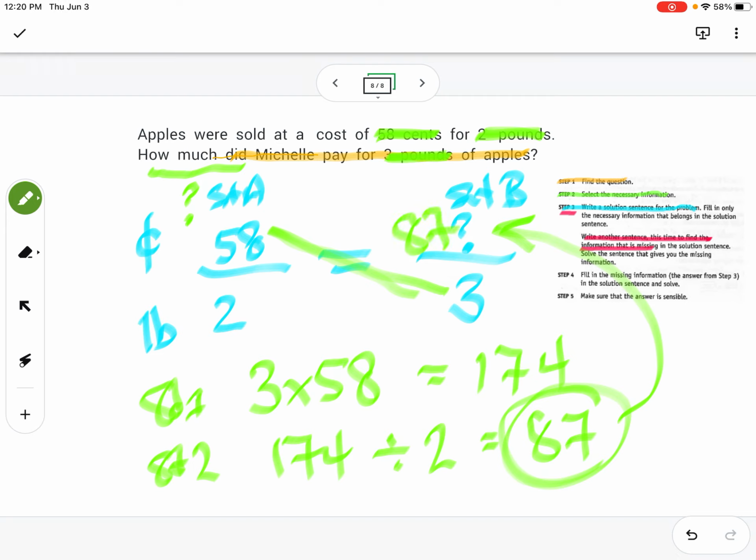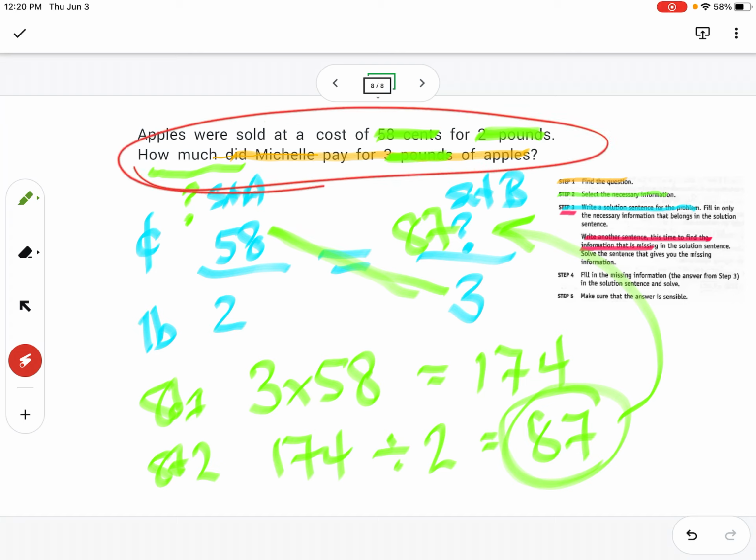I've done step 4, that's my calculation. Step 5, does the answer make sense? Well, 2 pounds costs 58 cents. 3 pounds should cost more, and they did. They didn't cost way more, so that certainly seems reasonable. There's an example of a 2-step problem that had all of the ingredients of a proportion thing.